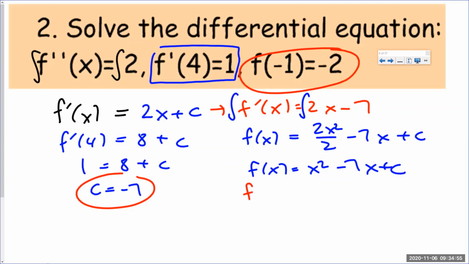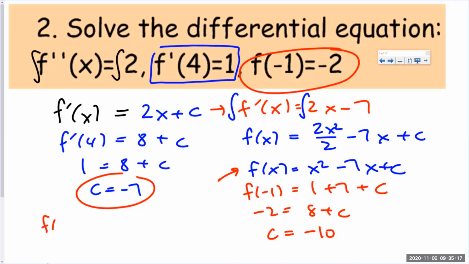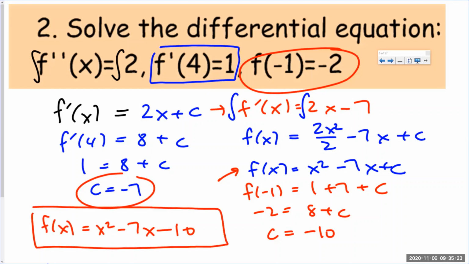So this will be f at negative 1. Everywhere there's an x, I'm going to put in negative 1. f of negative 1 I know is negative 2. Did I do that right? So Charlie is going to be negative 10. I found Charlie, and that's great, but my goal wasn't actually to find Charlie. My goal was to find f of x, so I'm going to replug that in. f of x equals x squared minus 7x minus 10, and that is my final answer. Can you guys do that on your own?